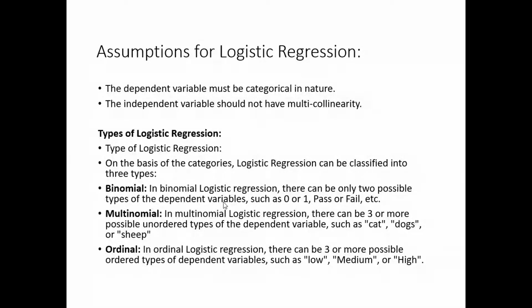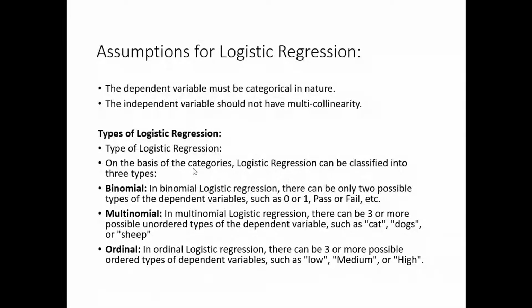Right? We are saying two possible types of dependent variables, such as 0 or 1, or pass or fail. That means y is the answer we are expecting, right? So the only answer we will have is 0 or 1, or pass or fail, or spam or not spam. It will be any one of the two categories. That will happen in binomial.